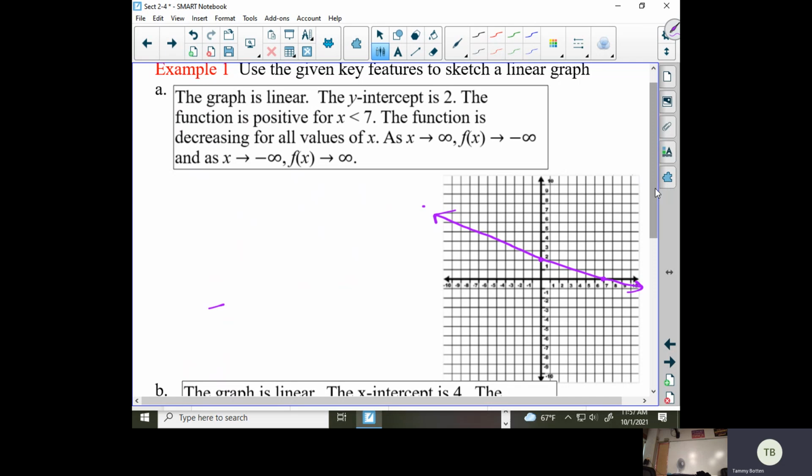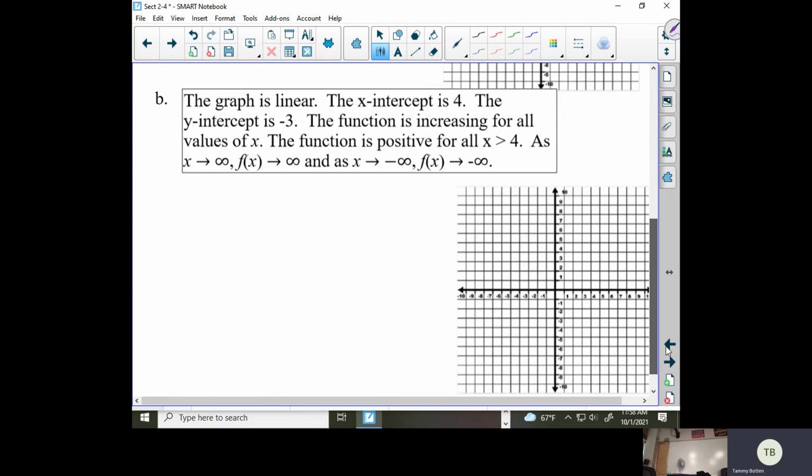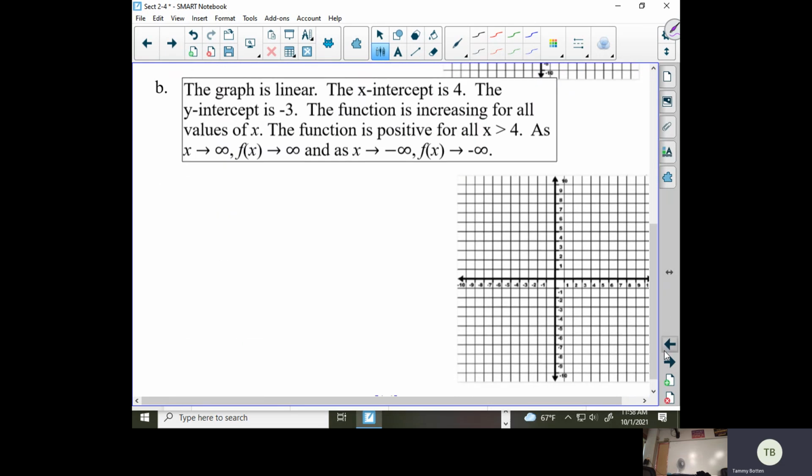And then as x approaches infinity over here, this is going to keep getting smaller and smaller. So it is going to approach negative infinity. And as x approaches negative infinity, notice this graph is going to get bigger and bigger and bigger, so it approaches infinity. Okay? All right, so now let's look down here, and again, we have a linear graph.